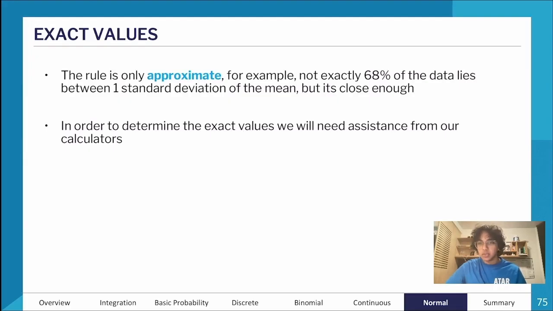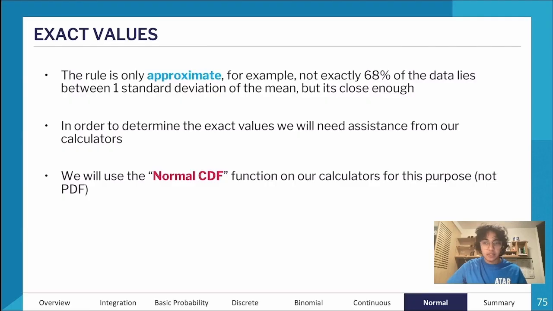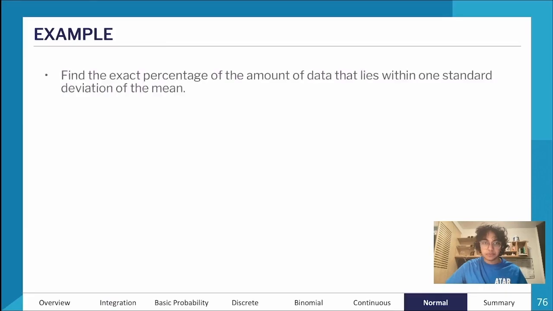But to actually work out your exact values, you're going to have to use your calculator. And like I said earlier, you want to be using the normal CDF and not the PDF, just this CDF function. So let's have a crack at this question here. Find the exact percentage of the amount of data that lies within one standard deviation of the mean.